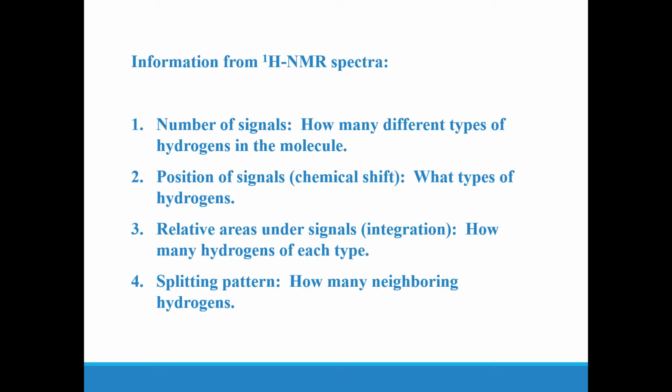So what kind of information do we actually get from looking at an NMR spectrum? The 4 pieces of information we should look at are the number of signals we receive, because this tells us the different types of hydrogens in the molecule. Where exactly these signals appear lets us know what types of hydrogens we have. The relative area under the signals tells us the amount of hydrogens of each type, as well as any splitting patterns that let us know how many neighboring hydrogens exist. You'll see what I mean as we look at some examples.